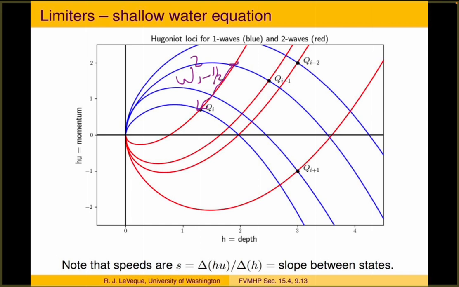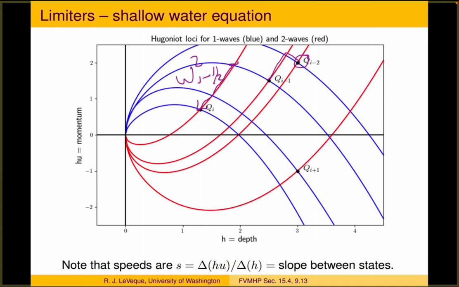And to apply a limiter to that, we want to look at the corresponding wave in the Riemann problem on the upwind side. Since this has a positive wave speed, the Riemann problem on the upwind side would be the one to the left. So from Q_{i-1}, we'll look at the state Q_{i-2}, which is the next cell to the left, and we'll solve the Riemann problem there, which will give us these two waves.